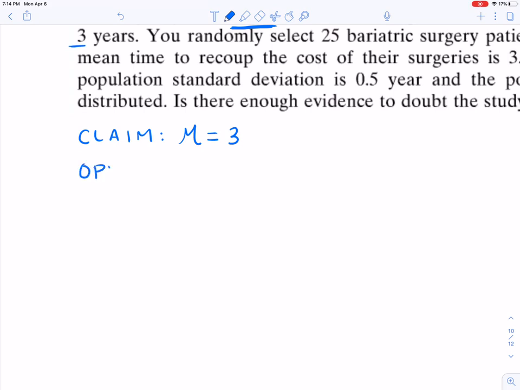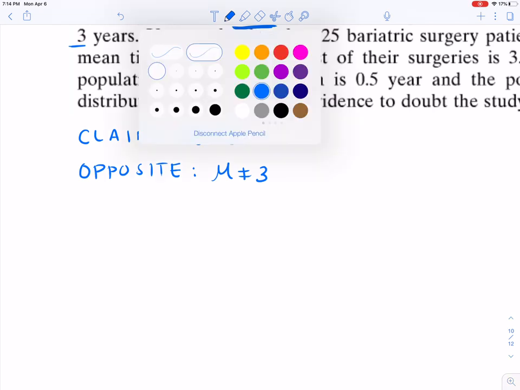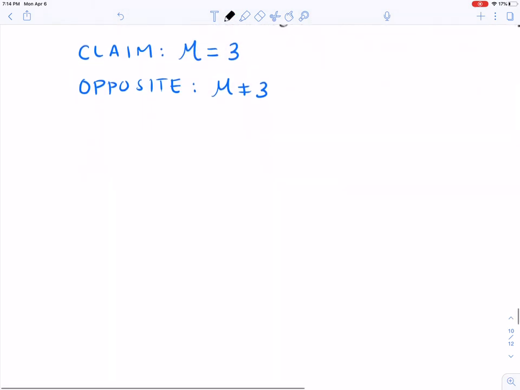So when I look at the opposite of that claim, I'm going to have a statement of mu is not equal to 3. And then based on what we know already, when I set up my null and my alternative hypothesis, the statement with equality always goes to the null. Inequality goes to the alternative.